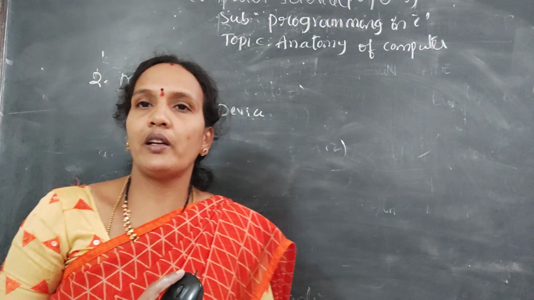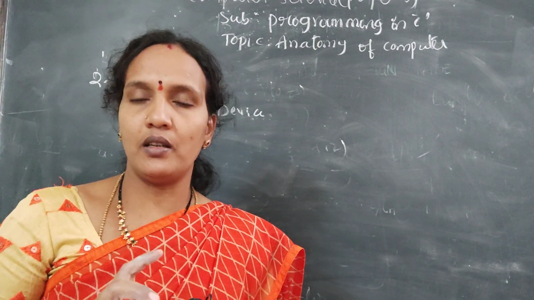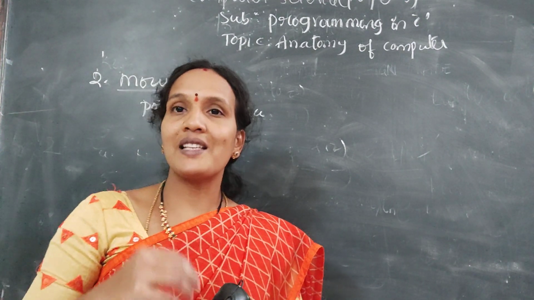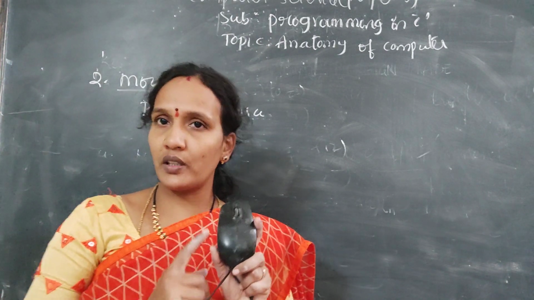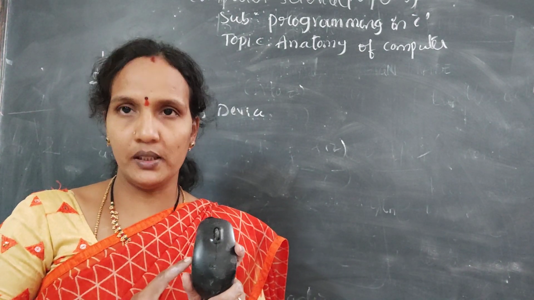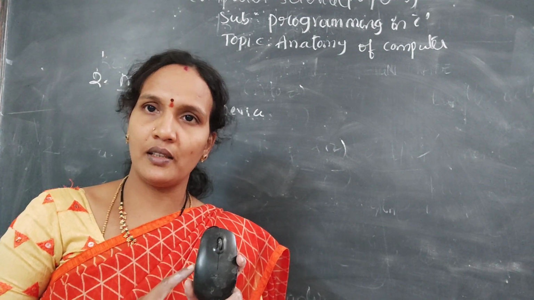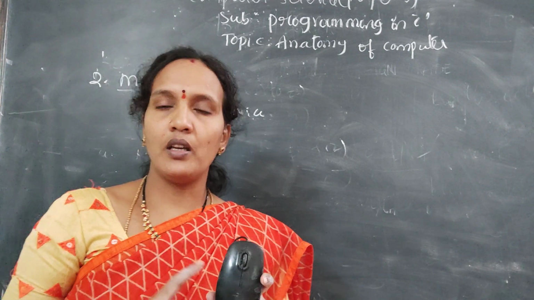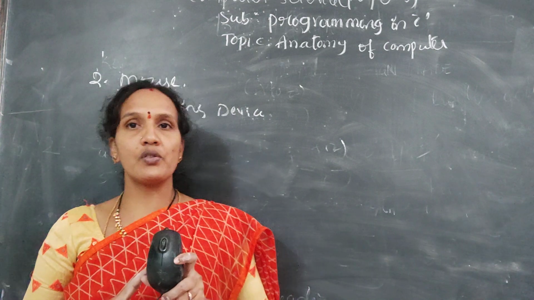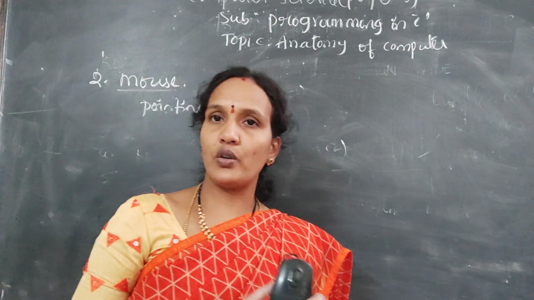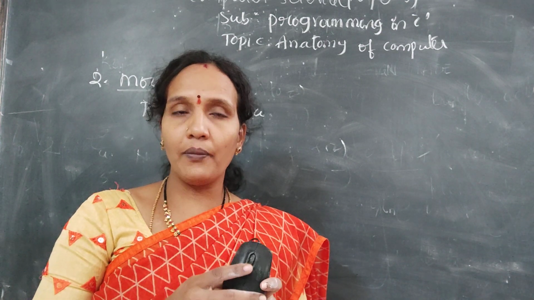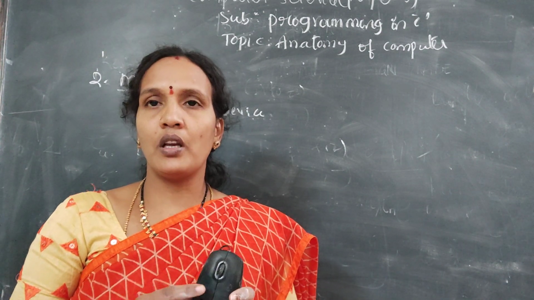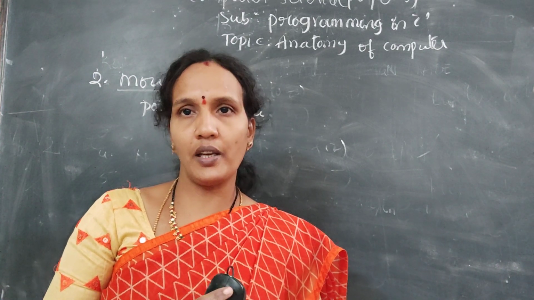If you click on any object, that will be supplied as an input to the system. And this mouse is used to control the movement of the cursor on the system. So it is an input device. It is used to select objects, any file, folder and so on. Using a mouse, you can control the action of the cursor on the screen.